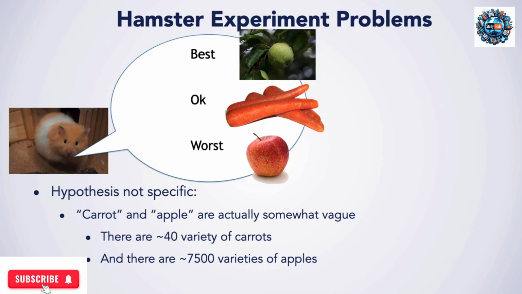Lastly, our hypothesis is not very specific. Apple and carrot are actually pretty vague. There are many varieties of carrots and even more varieties of apples. Our hamster might, for example, really like green apples, then find carrots to be okay and not like red apples at all. So how does this relate to programming?